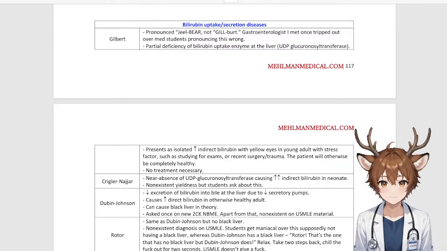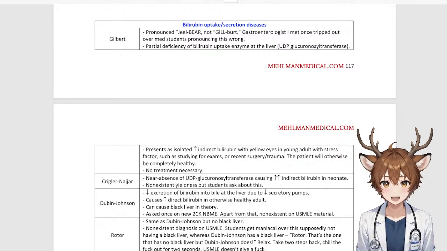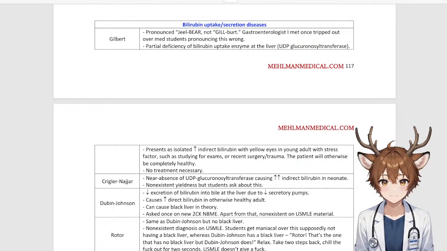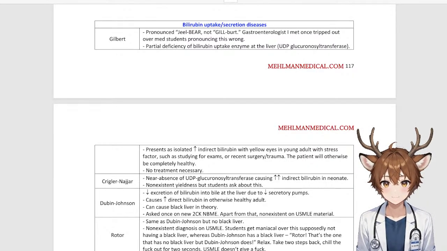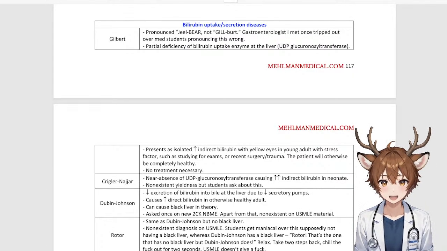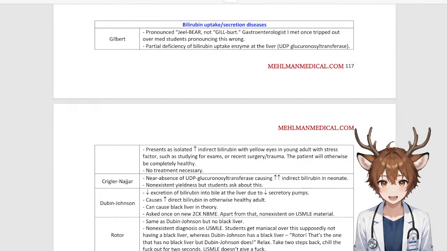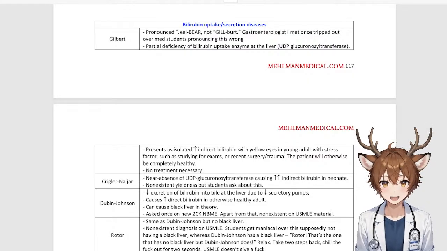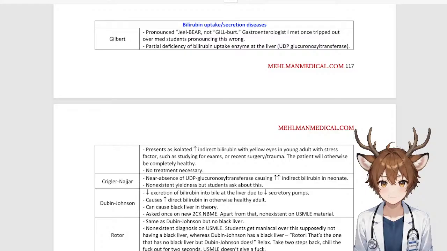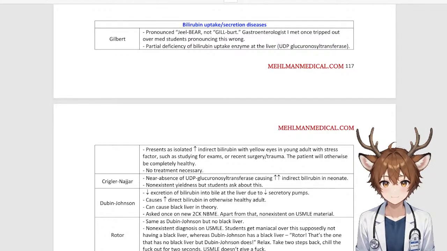Partial deficiency of bilirubin uptake enzyme at the liver, UDP glucuronyl transferase, presents as isolated increase in indirect bilirubin with yellow eyes in young adult with stress factors such as studying for exams or recent surgery/trauma. The patient will otherwise be completely healthy. No treatment is necessary.